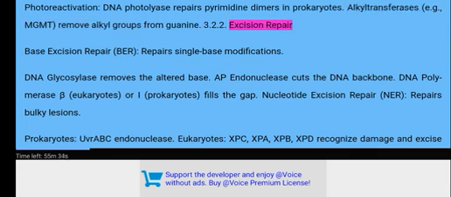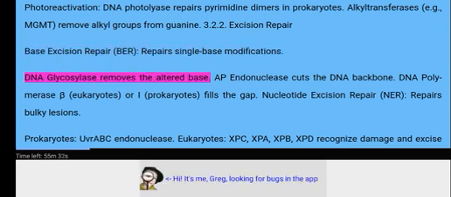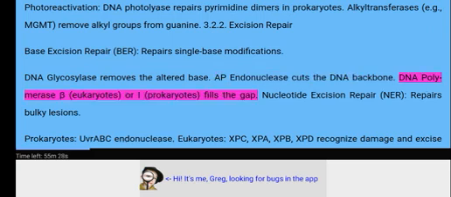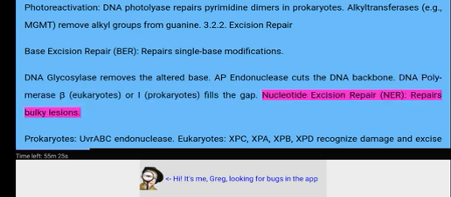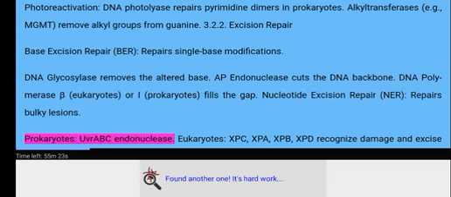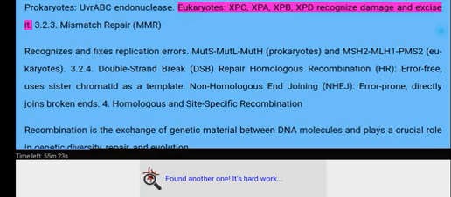3.2.2. Excision repair. Base excision repair, BER, repairs single base modifications. DNA glycosylase removes the altered base. AP endonuclease cuts the DNA backbone. DNA polymerase beta in eukaryotes or I in prokaryotes fills the gap. Nucleotide excision repair, NER, repairs bulky lesions. Prokaryotes: UvrABC endonuclease. Eukaryotes: XPC, XPA, XPB, XPD recognize damage and excise it.